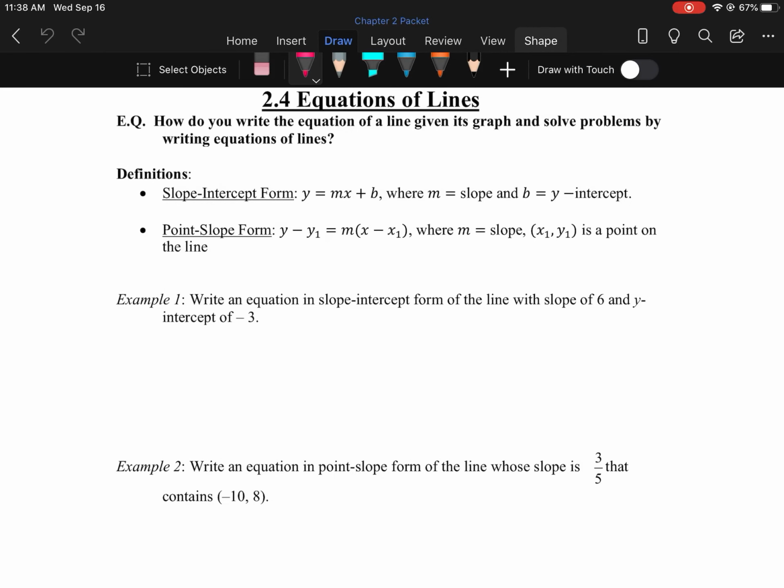All right, today's lesson is section 2.4, equations of lines. So let's review some of the slope-intercept form and point-slope form. So slope-intercept form is y equals mx plus b, where m represents the slope and b represents the y-intercept.